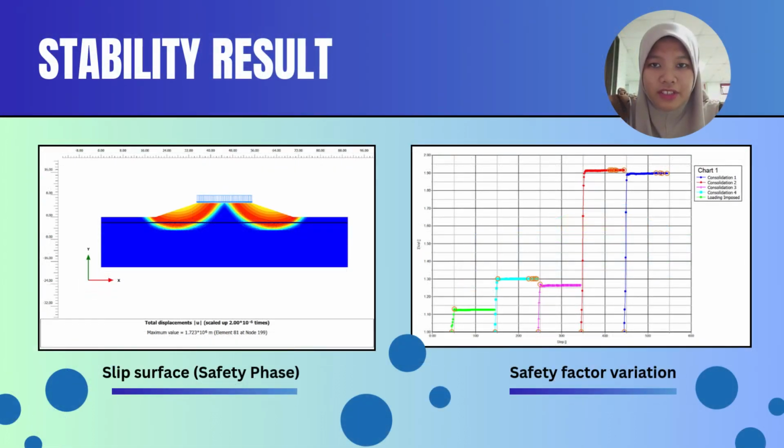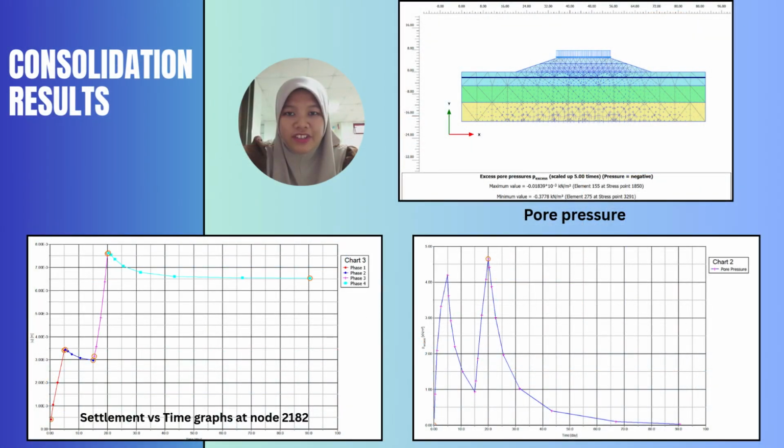For the stability results, the safety analysis shows a rotational failure mechanism developing through the soft clay layer with the slip surface passing beneath the embankment toe. The factor of safety varies with construction stages and is lowest during early loading, confirming that stability is most critical during construction. Finally, the consolidation results show a clear relationship between settlement time and pore pressure dissipation.